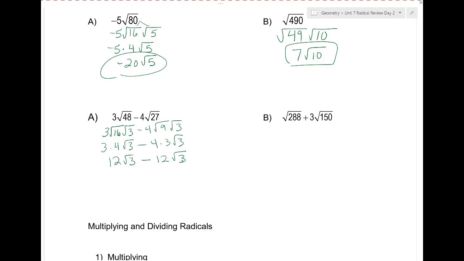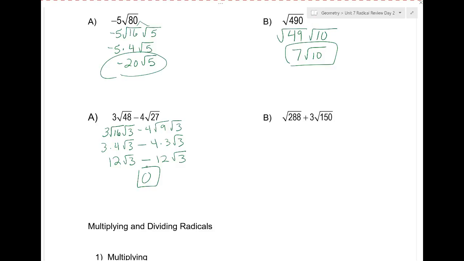So we get 12 root 3 minus 12 root 3. What the same thing minus itself is just 0. You could say 0 root 3, but what's 0 times root 3? 0. So the answer is just 0. That's it. All right, let's try the next one. We got the square root of 288 plus 3 times the square root of 150.